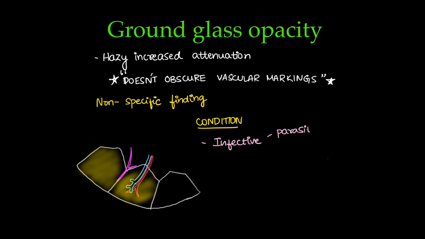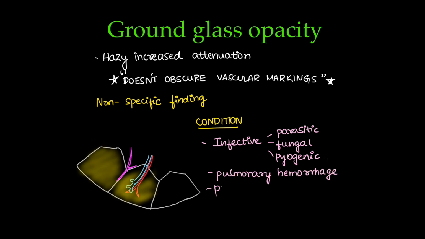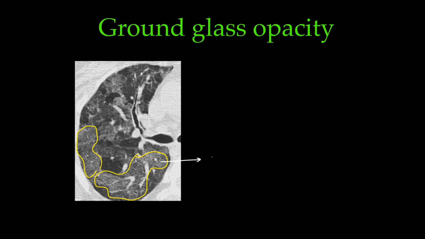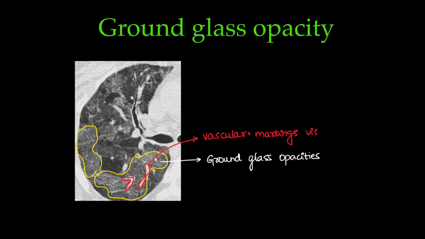Conditions causing GGO can be infections like parasitic, fungal, pyogenic. Pulmonary hemorrhage can cause ground glass opacities, pulmonary edema, etc. So here we can see this geographic patchy increased areas of attenuation. These are the ground glass opacities. Here they do not obscure vascular markings. That is the definition of ground glass opacities.